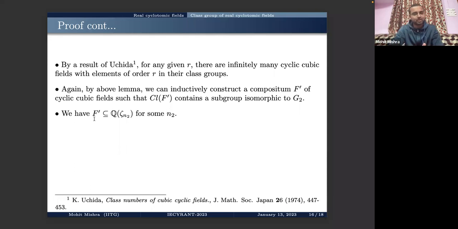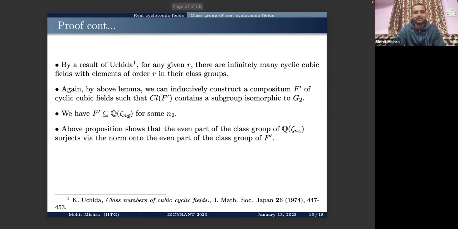So in particular, 2 does not divide this degree. Hence, the even part of the class group of this F prime is a subgroup of the class group of this Q(ζ_N2). From here, we get that this G2 is a subgroup of the class group of this Q(ζ_N2).